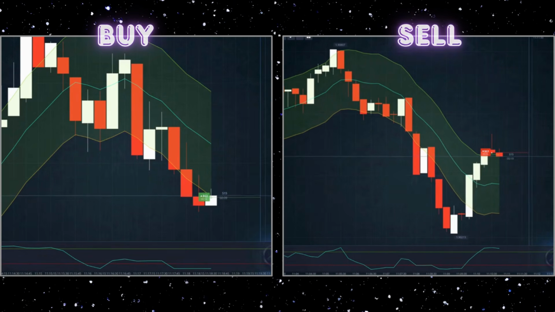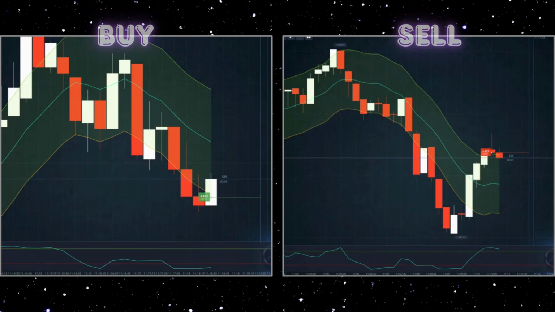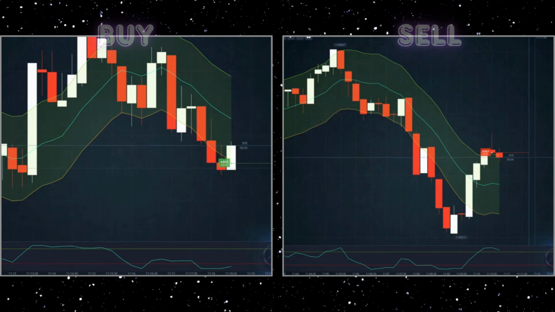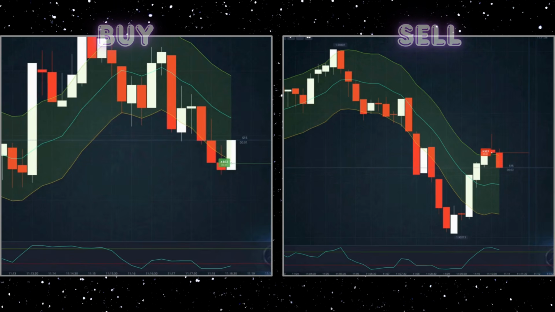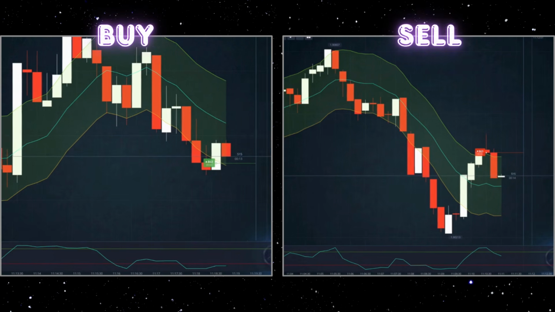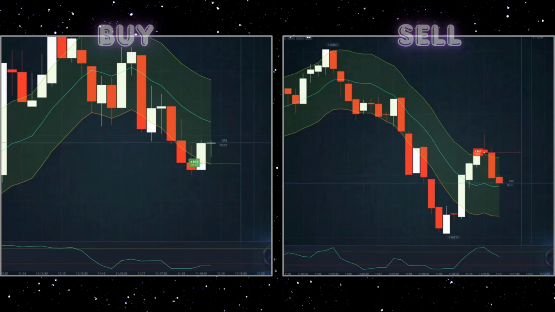For a buy setup, you are waiting for a single 15-second candle to break and close completely below that lower envelope line. At that exact same moment, look down at your 5-period DeMarker. It must touch or drop below the 0.2 line. As soon as that specific candle closes, you open your 1-minute buy trade.